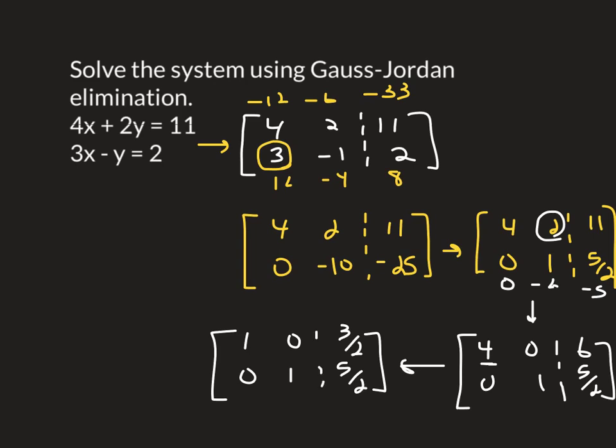And the answer, remember, this is the x column, that's the y column. So my 1x is 3/2, 1y is 5/2. And there it is, 3/2, 5/2. That's your solution. Not bad at all, Gauss-Jordan.